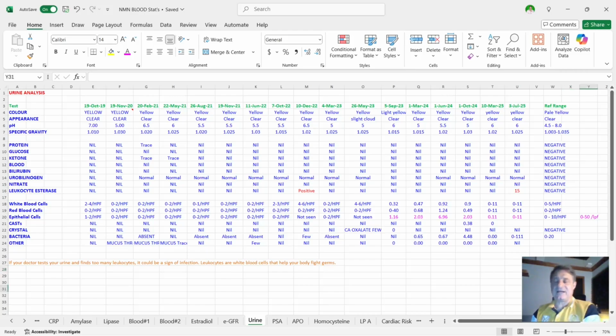I may have had an infection. I may still have it. We'll see what it's like in another 3 months when I get the next set of blood tests and urine samples tested. So that's it for my blood test results.